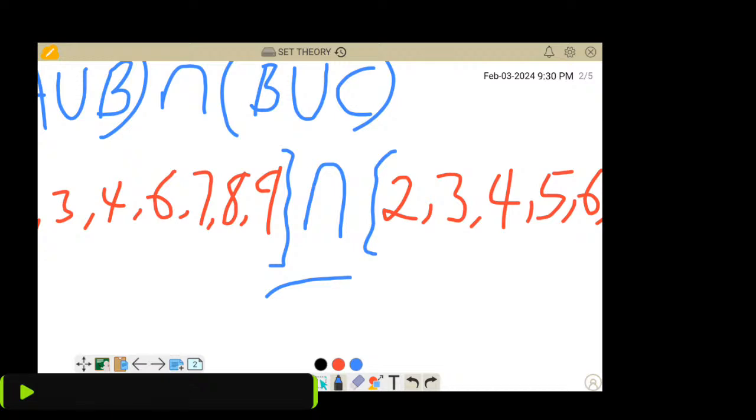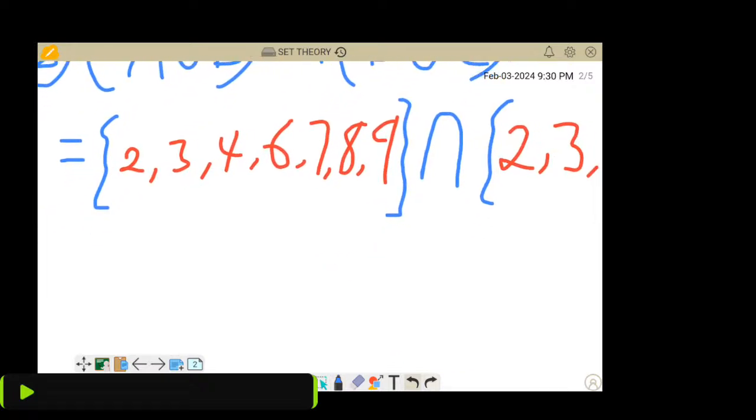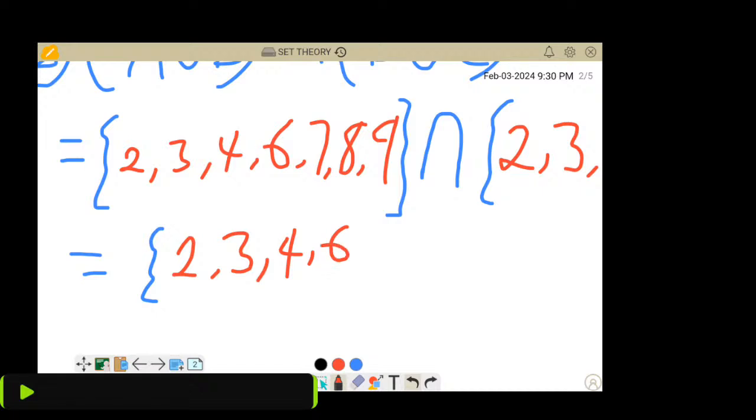Okay, and we are going to have our final answer to be 2, 3, 4, 6, 7, 8, 9. Okay, and that answers our question. With that, we end our example 2.